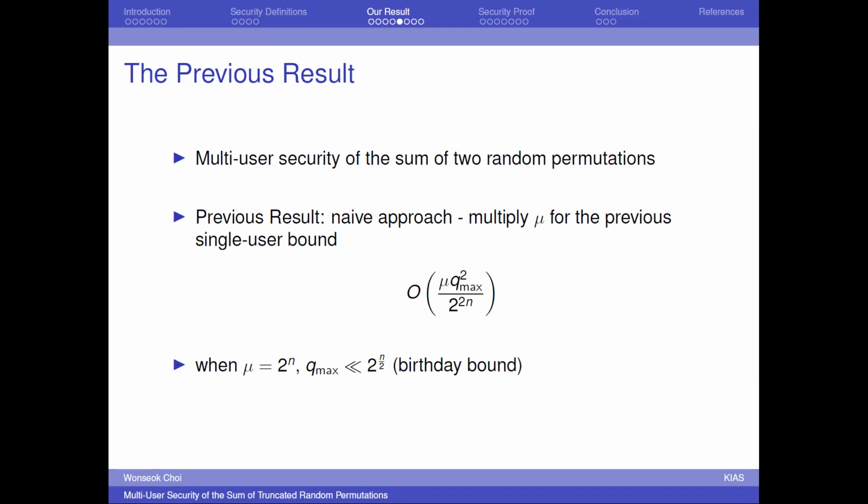So mu is the number of users, and q max implies the queries for each user. So okay, so effectively the adversary does q times mu queries. Yeah, that's it. Okay, thank you.